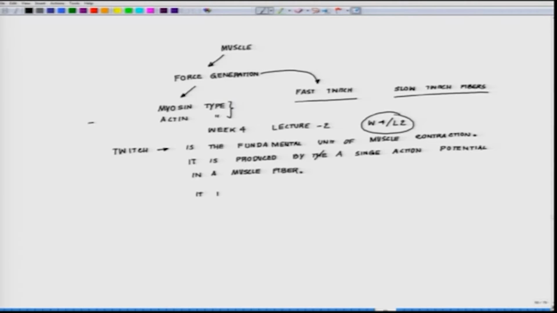It is characterized by a short delay, called a latent period.